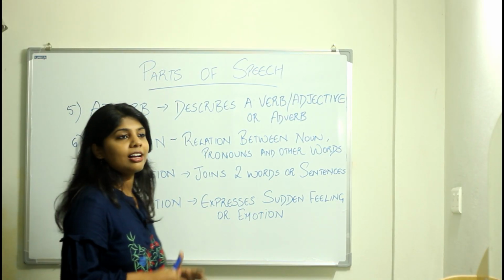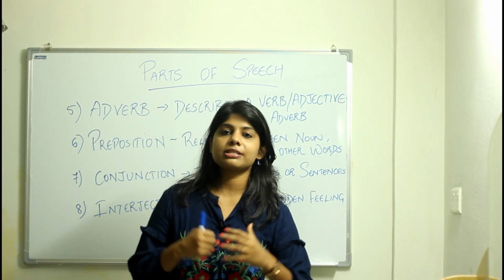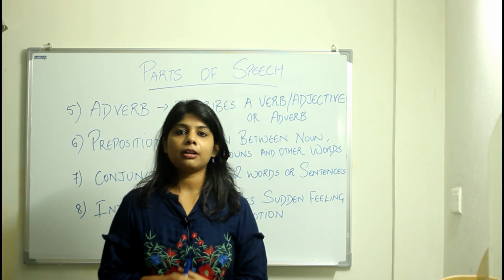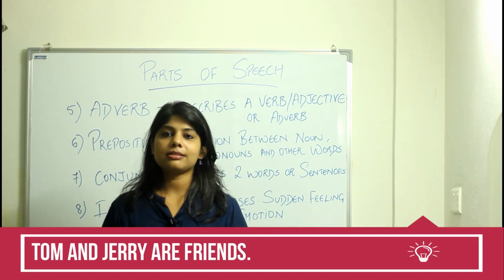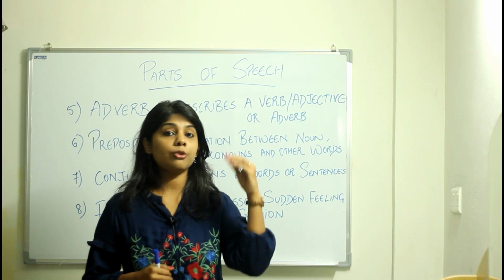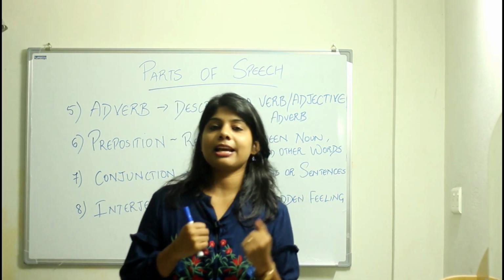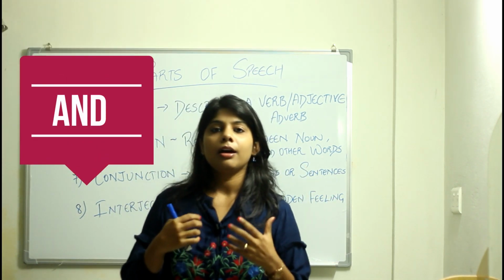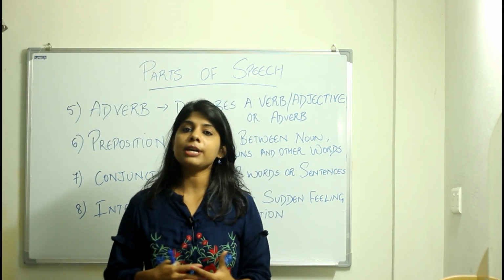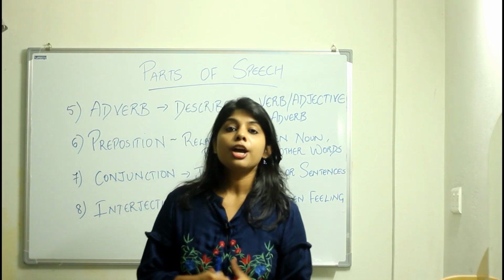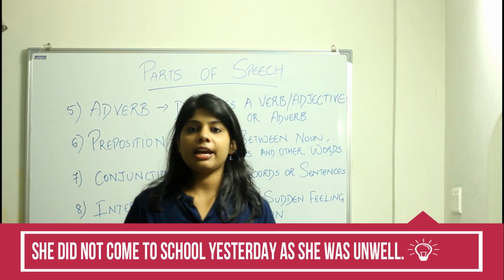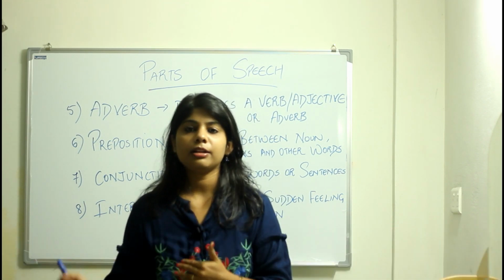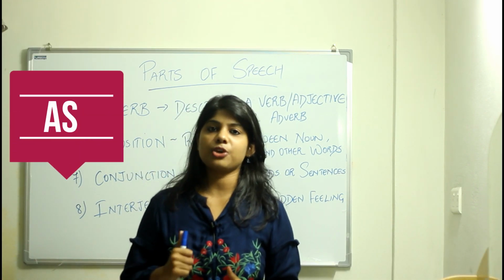Conjunctions. A conjunction joins two words or sentences. For example, Tom and Jerry are friends. Here, the nouns Tom and Jerry are joined together with the word and. This conjunction can also be used to join sentences. She did not come to school yesterday as she was unwell. The word as here is a conjunction.